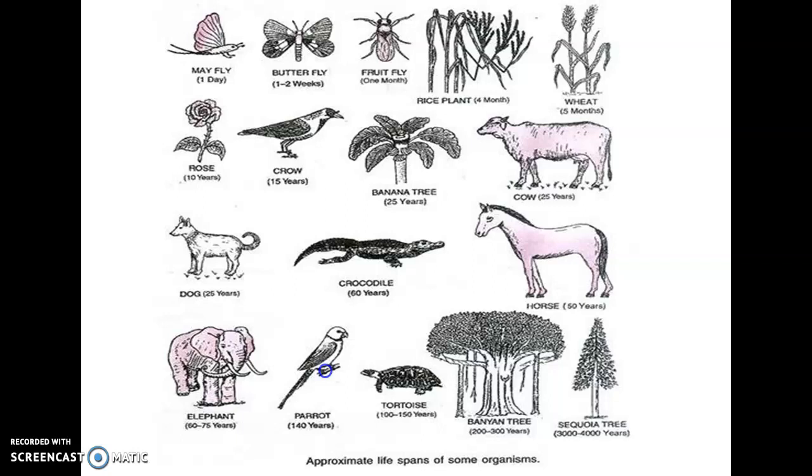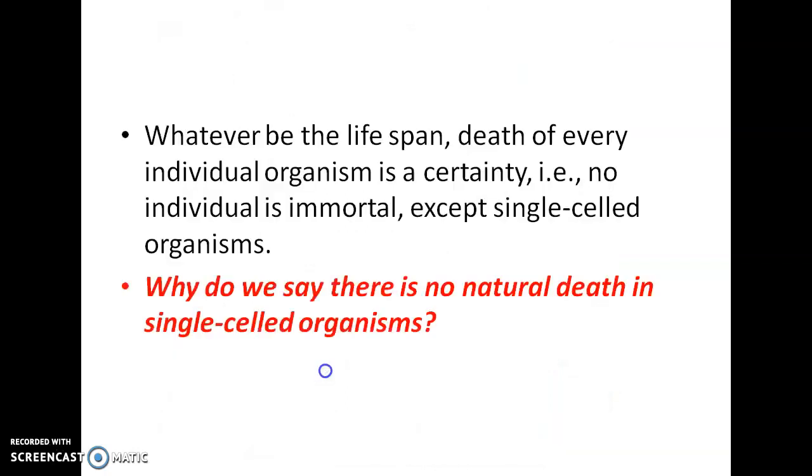Whatever the lifespan, death of every individual organism is certain. But in your textbook, you can note a sentence: no individual is immortal except single celled organisms. Children, let me ask a question. Why do we say there is no natural death in single celled organisms? This question is asked in examinations. Can you find the answer?